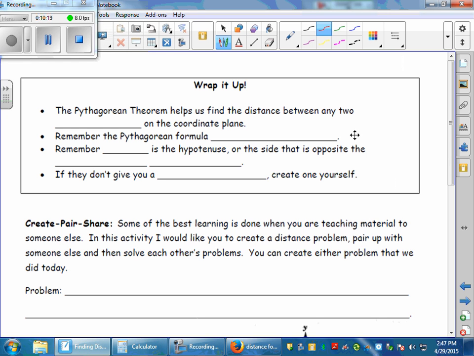So other than some final thoughts, that's it, guys. The Pythagorean theorem helps us find the distance between any 2 points or coordinates on the coordinate plane. Remember the Pythagorean formula: a squared plus b squared is c squared. C is the hypotenuse. Now remember, this is even more important than the biggest side. It's the side opposite the right angle. And if they don't give you a triangle, like they didn't today, just create one yourself. Use right angles.